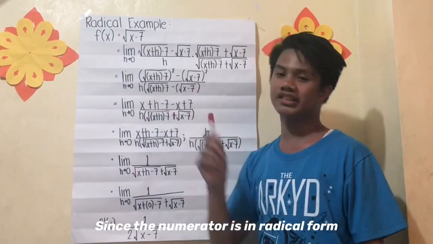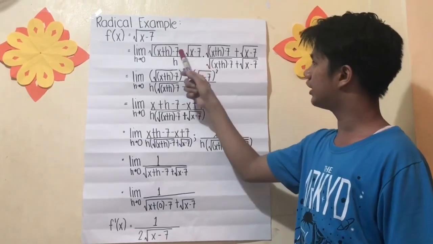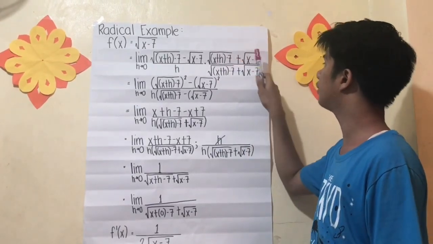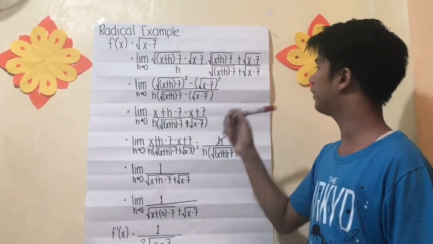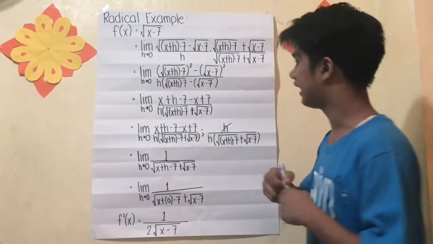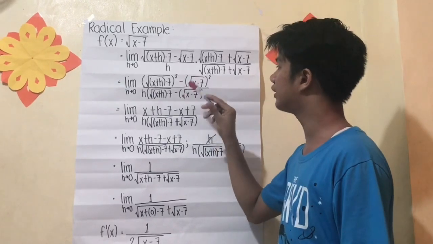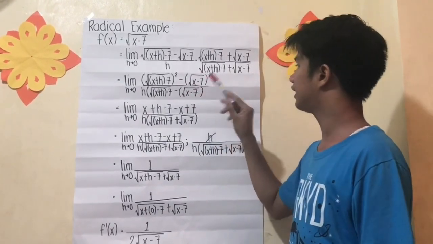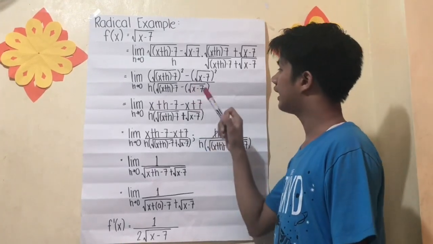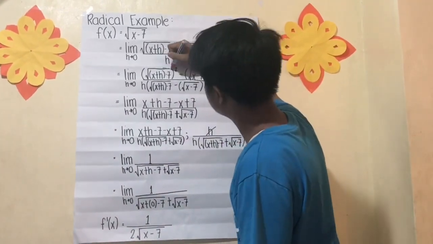Since the numerator is in radical form, we can't get the derivative directly, so we need to use the conjugate. We will multiply this equation by the square root of the quantity x plus h minus 7 plus the square root of x minus 7 over the square root of x plus h minus 7 plus the square root of x minus 7. After that, we can now cancel the radical sign. So, the limit of the quantity square root of the quantity x plus h minus 7 squared minus the quantity square root of x minus 7 squared over h times the quantity square root of the quantity x plus h minus 7 plus the square root of x minus 7 as h approaches 0. We need to cancel the radical signs.